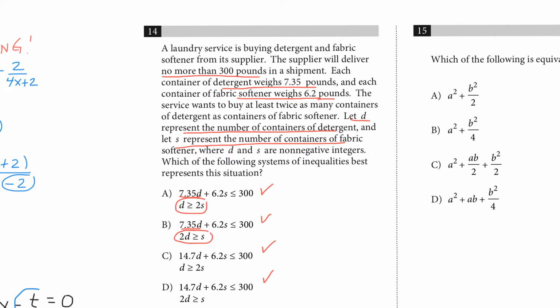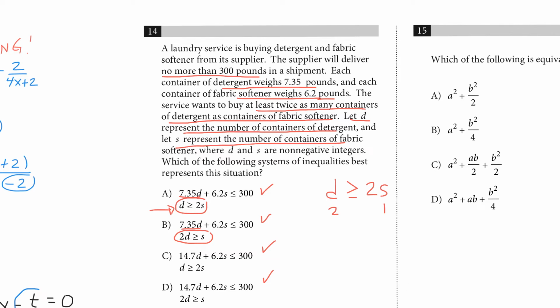It says the service wants to buy at least twice as many containers of detergent as fabric softener. So there's going to be twice as many detergent as softener. So the question is, is it D greater than or equal to 2S? Well, if S is 1, you're going to have 2 for D, and then 2 would be at least twice as many as the softener. So D is going to be greater than or equal to 2S.